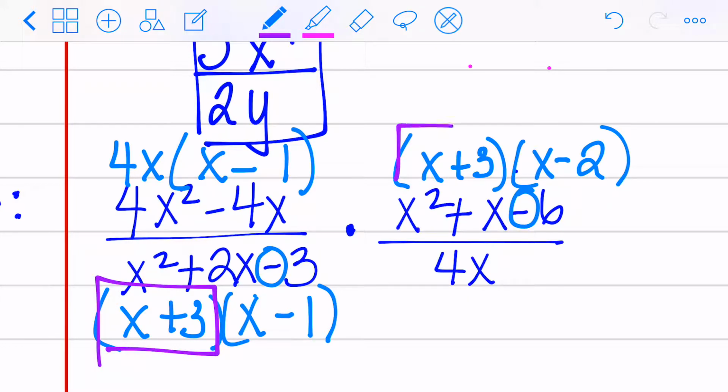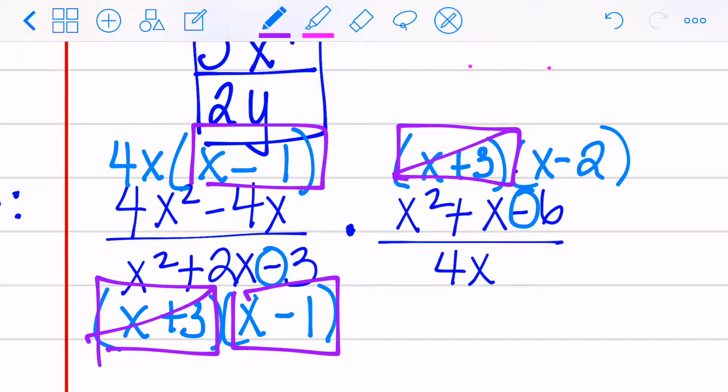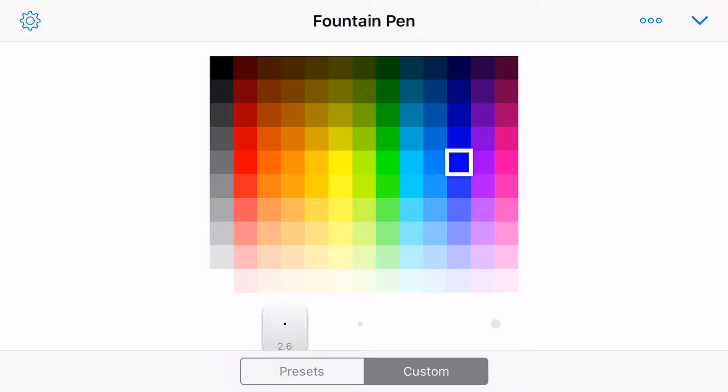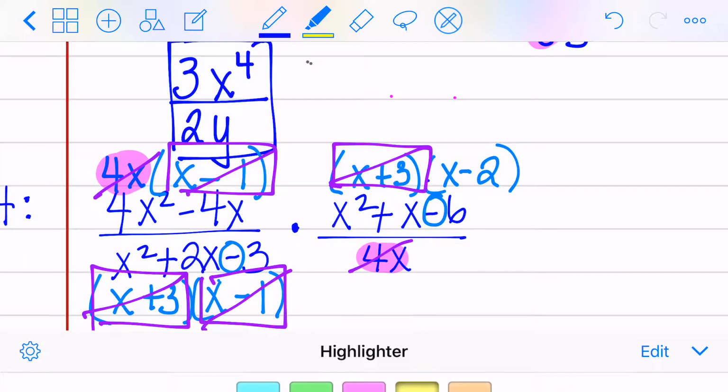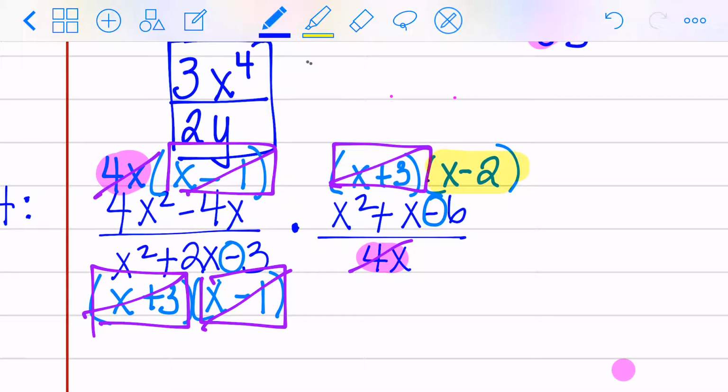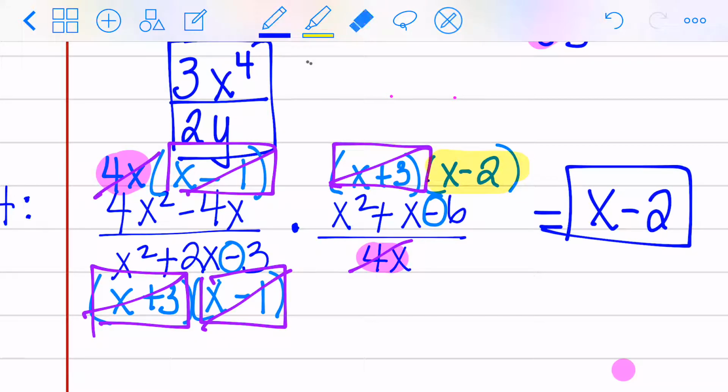So now this might be easier to cross cancel in this type of situation, because you can see that you have an x plus 3 and an x plus 3 we could cancel out. You will also notice that you have an x plus 1 and an x plus 1, those can cancel out. And then look over here. You have an x and you have an x, a 4x and a 4x, and those would cancel out. So then we are left here with just one thing. We are left with x minus 2. And that is our answer.